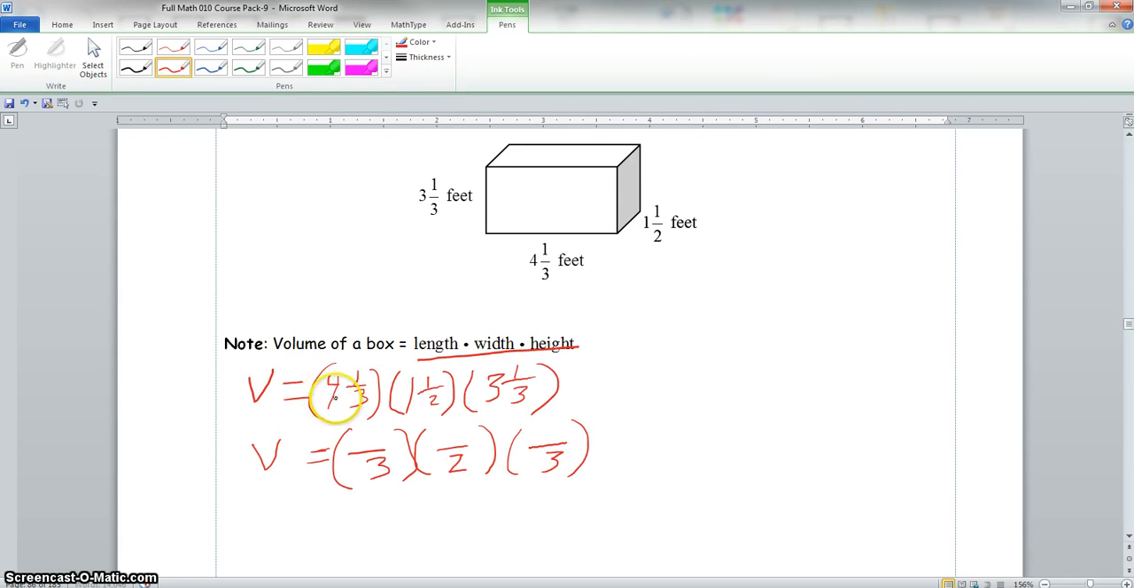So to find this numerator, 4 times 3 is 12, plus 1 is 13. Here we take 1 times 2 is 2, plus 1 is 3. And 3 times 3 is 9, plus 1 is 10.